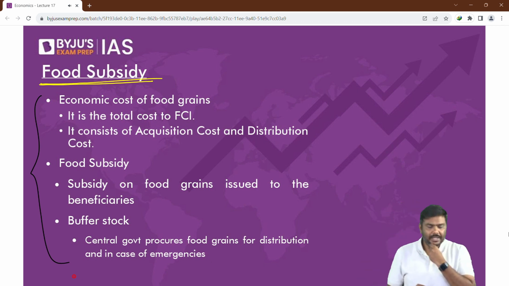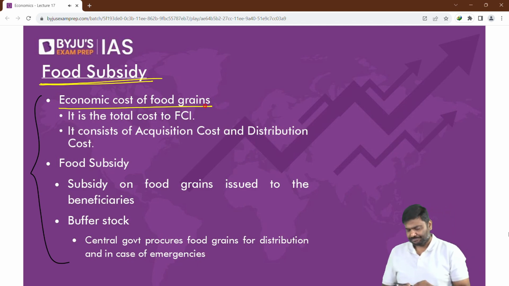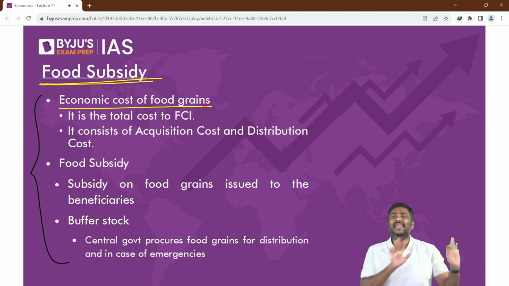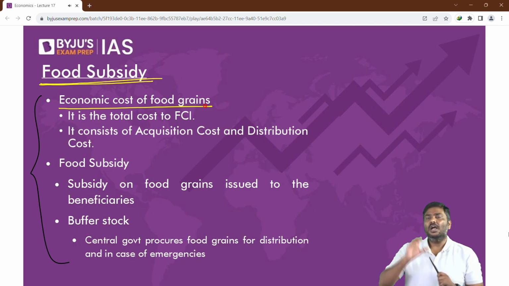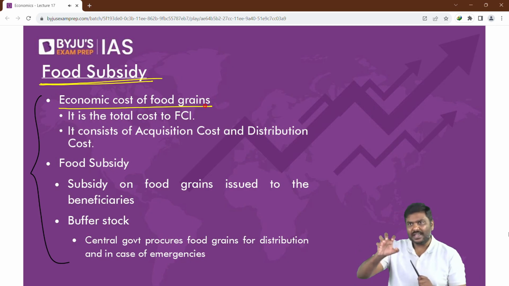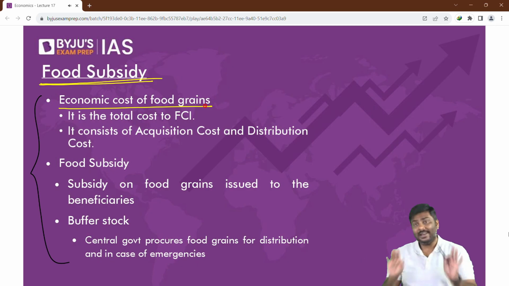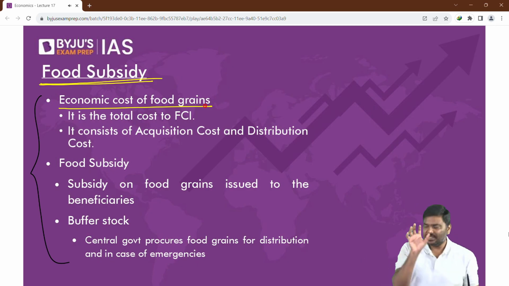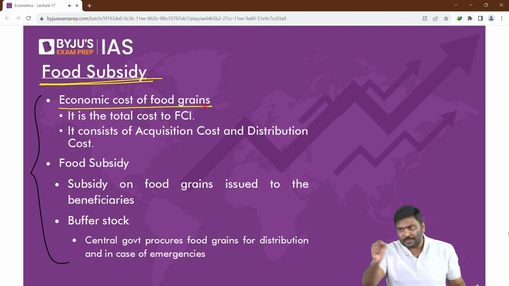Now, last point for today. After this, we'll take questions. Concept of food subsidy. What is food subsidy? There is a term called economic cost of food grains. What is this economic cost? How much is the money that is spent by the government to purchase and distribute food grains? Very simple.